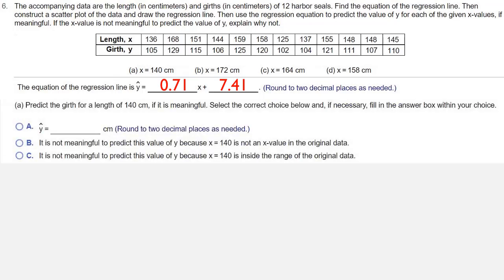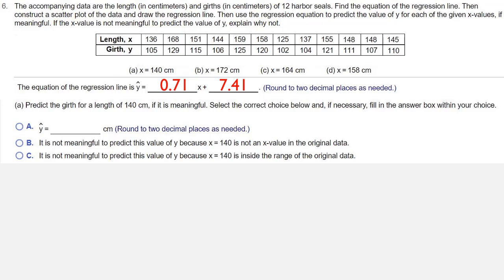Predict the girth for a length of 140 centimeters if it is meaningful. Select the correct choice below and, if necessary, fill in the answer box with your choice. So, meaningful means that it falls within the range of the x's that we were given in the original problem. The minimum x value that we had was 125, and the maximum x value that we had was 168. So as long as the x's that were given fall between 125 and 168, then the prediction should be meaningful.